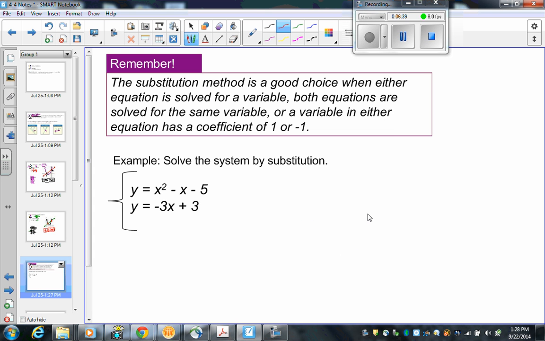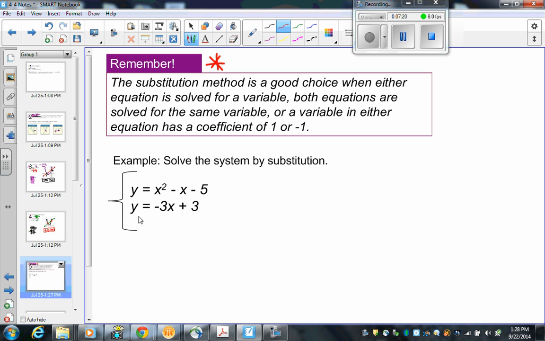Now, our next method for solving a system is by using substitution. And I've given you a reminder here that the substitution method is a good choice when the equation is already solved for a variable, or both equations are solved for the same variable, or a variable in either equation has a coefficient of 1 or -1. You've used the substitution method before, but it was just solving a set of linear equations. Today we're going to apply the substitution method with a linear and a nonlinear equation.